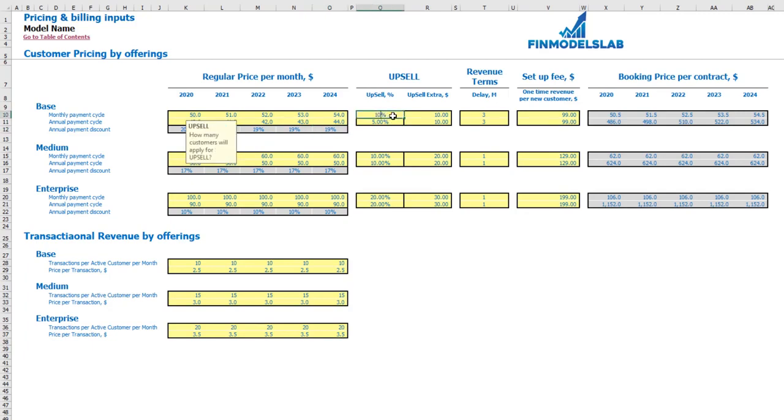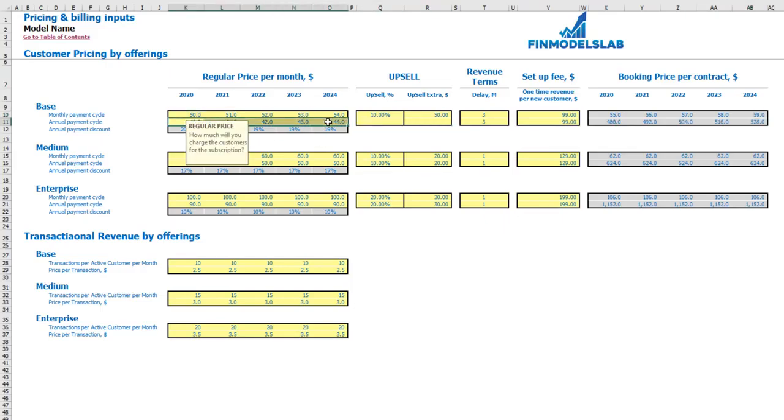Let's pretend that 10% of customers will pay you additional $10 per contract. This means that your upsell will be additional $1 per month, for example, for this monthly payment cycle. How it works? So you have $50 plus 10% of $10, which is $1, and you have booking price per contract, $51, $52, $53, $54, $55. If you need more, for example, $50, it will add additional $5 per month of upsell across the years. If you don't need the upsell, you can just clean these cells and that's it.